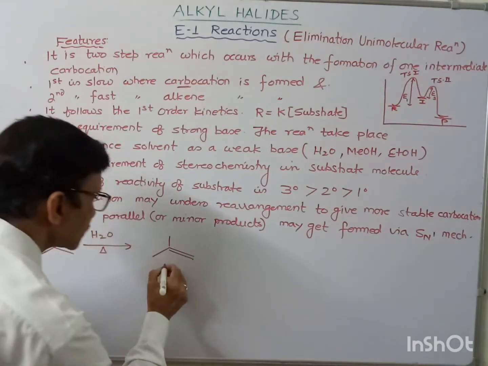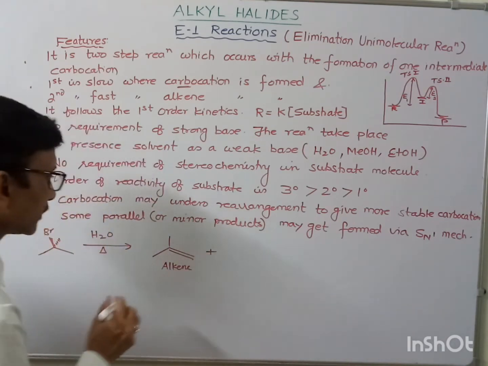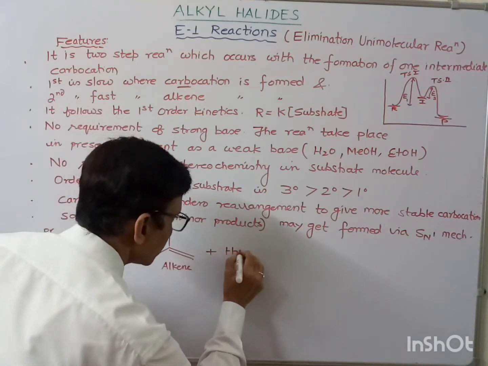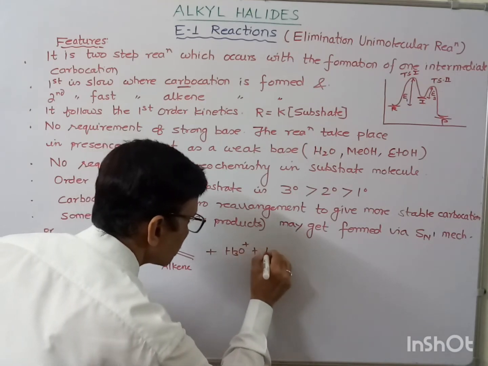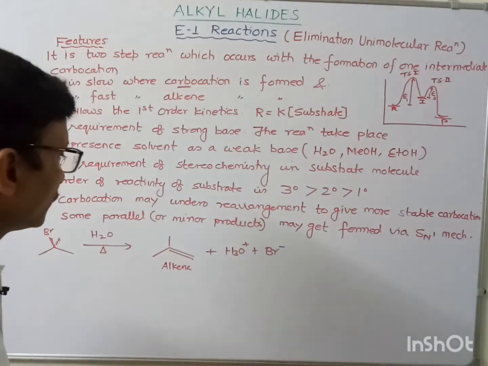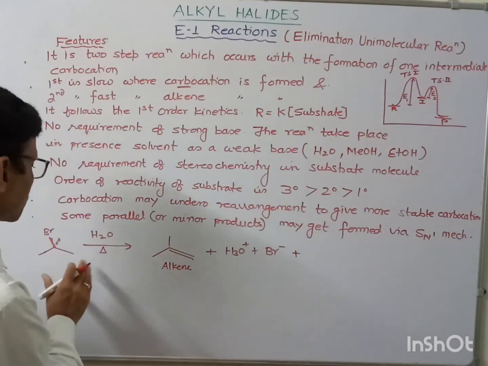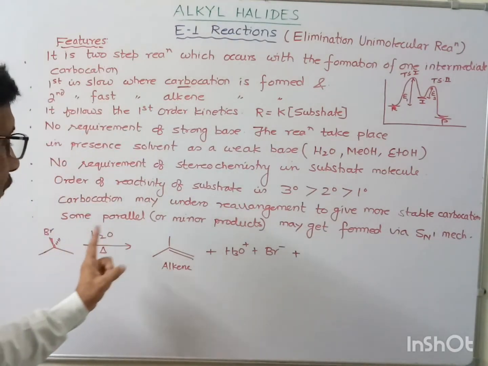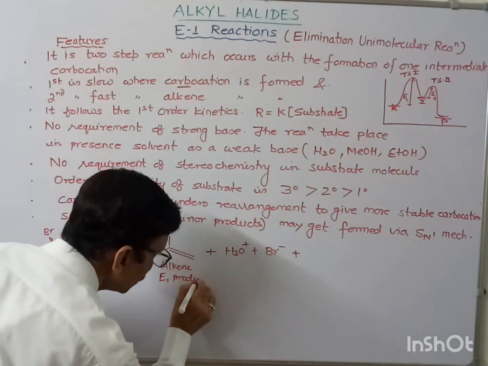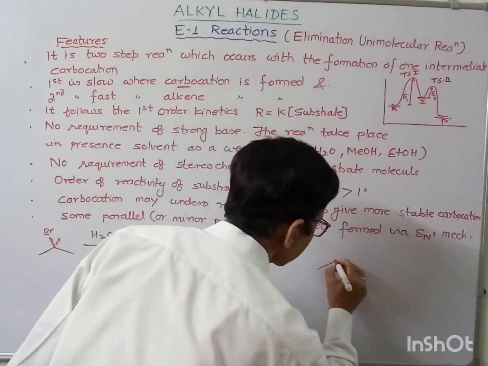Here one of these alkenes is formed. This is the leaving group; this bromide ion will leave. So this is the main product which is formed. Now some side product may be formed via SN1 reaction. This is our E1 product, and some side product may get formed via the SN1 mechanism.